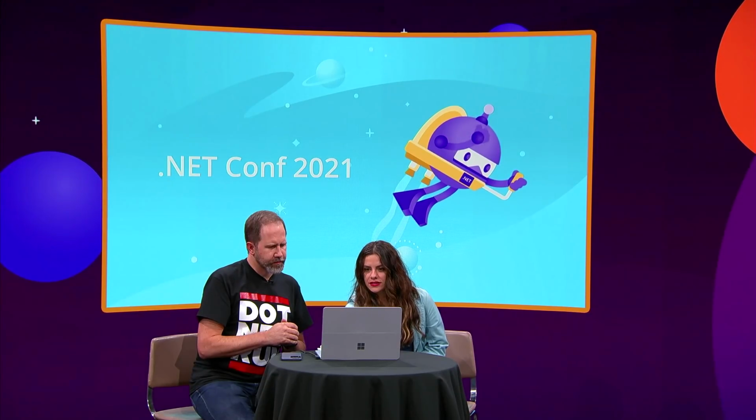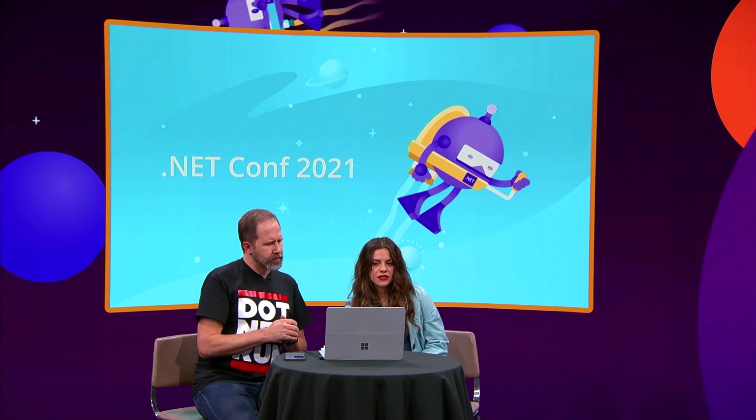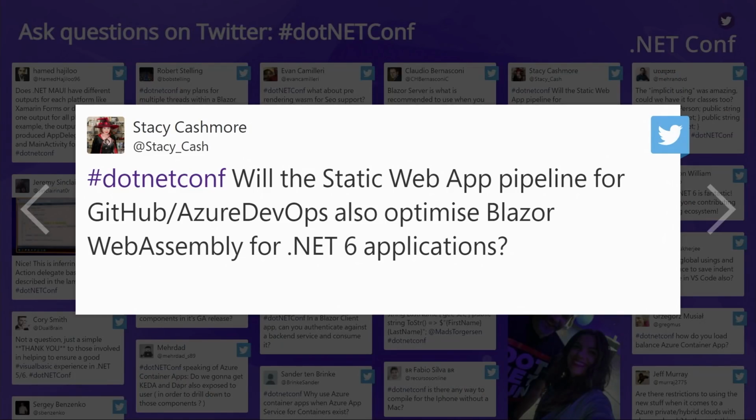Yeah, let's go with: will the static web app pipeline for GitHub and/or Azure DevOps also optimize Blazor WebAssembly for .NET 6 applications? Yeah, so I know for a fact that Azure Static Web Apps has deployed the .NET WebAssembly build tools, and that will then do runtime relinking for you. Ahead of time compilation is an opt-in feature, but if you turn that on in your project, it will just kick in. So the tools are there in Azure Static Web Apps. I'm less sure about Azure DevOps, but we can check up on that.